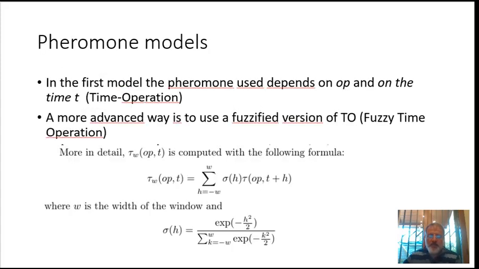The pheromone model used in this work is the fuzzy time operation model. Given the basic pheromone model called time operation, in which the value associated to each gate depends on the time t of its insertion in the solution, the fuzzy time operation model considers the weighted average of the pheromone values of the gate computed at times spanning w time steps on the left and on the right of time t. The pheromone fuzzy operation model proved more performing than the basic time operation model, and this is why it is used in this work.